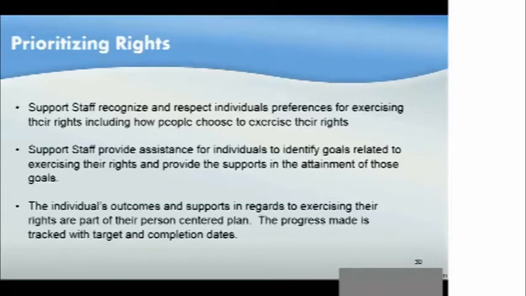Here's where the support staff comes in. Support staff recognize and respect individuals' preferences for exercising their rights, including how people choose to exercise their rights. Support staff provide assistance for individuals to identify goals related to exercising their rights and provide the supports in the attainment of those goals, and only the supports needed to attain those goals or requested by the individual. We're going to get to some examples in a minute. The individual outcomes and supports in regards to exercising their rights are part of their person-centered plan. The progress made is tracked with target and completion dates. And, of course, tracking progress is very important because you want to know if the supports that you put in place are actually working. So you can work towards the completion or the accomplishment of that outcome.